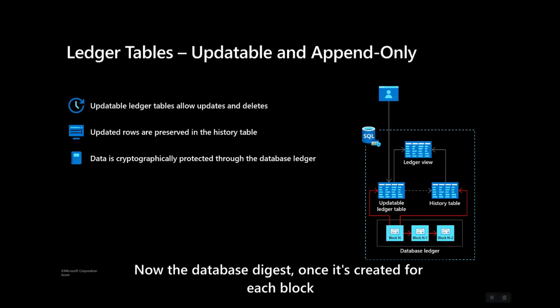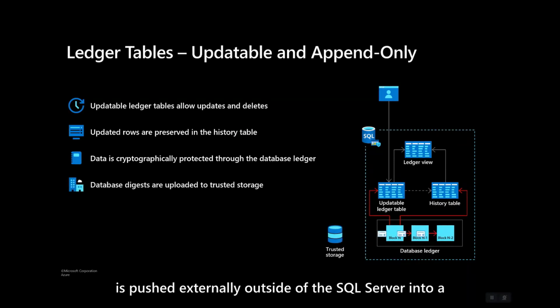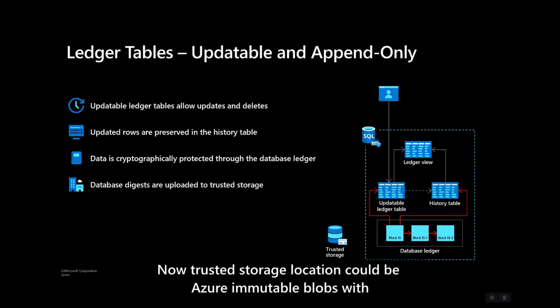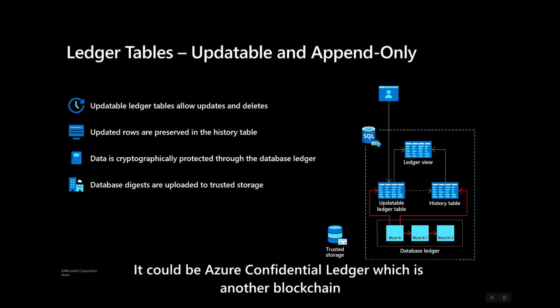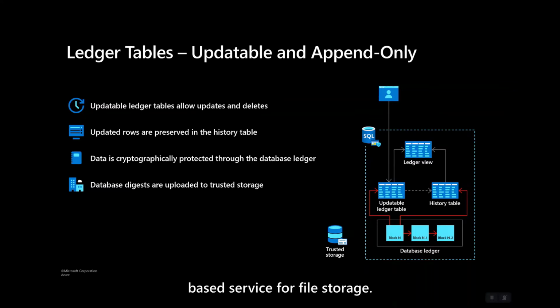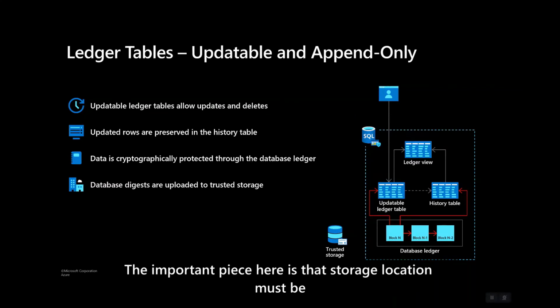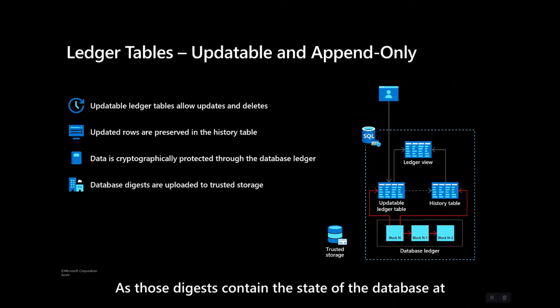Now, the database digest, once it's created for each block, is pushed externally, outside of the SQL server, into a trusted storage location. A trusted storage location could be Azure Immutable Blobs with a locked and configured immutability policy. It could be Azure Confidential Ledger, which is another blockchain-based service for file storage. Or it could be your own on-premises WORM device or any location that you choose. The important piece here is that the storage location must be protected from tampering, as those digests contain the state of the database at the time the blocks were produced.